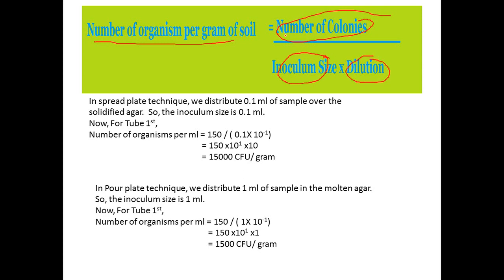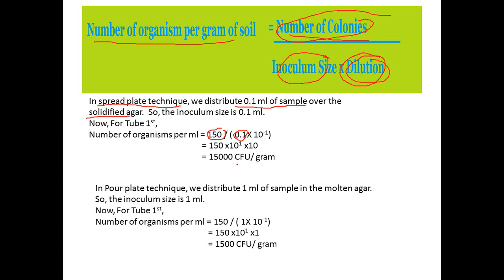From the first test tube we have 150 colonies, so that is the number of colonies. Here I have written 0.1, so what is the significance? If you are doing the spread plate technique, we spread 0.1 ml of the sample over the solidified agar. So 0.1 ml is your inoculum size when following the spread plate technique, and the dilution is 10 to the power minus 1, because we have taken the first test tube.